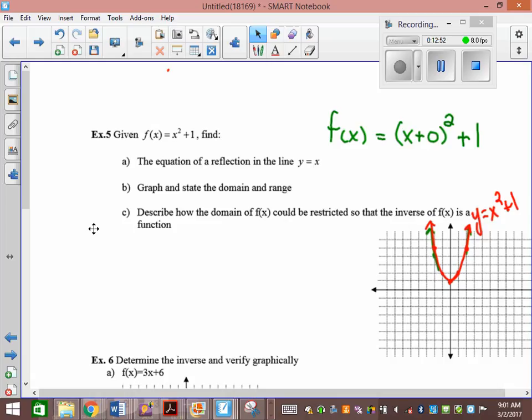Do you agree? So where am I cutting off the graph at? Where am I splitting it?